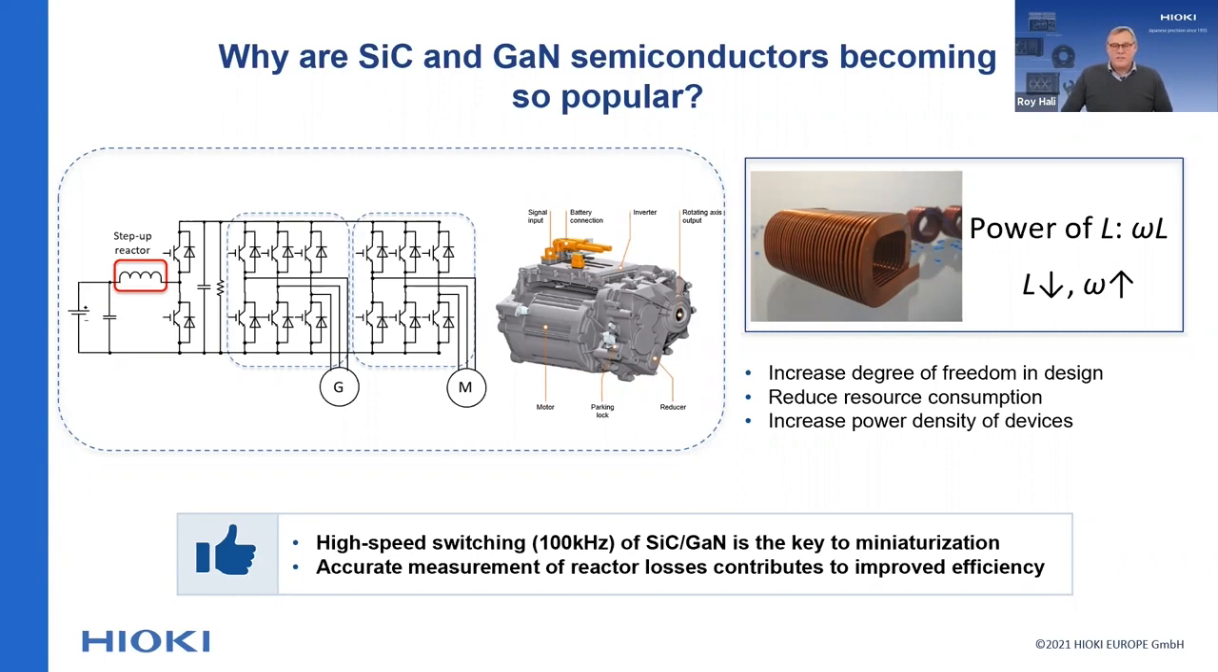Downsizing also gives engineers more freedom in their designs and reduces the use of popular raw materials, like in this case, copper. In a nutshell, this explains the popularity of SiC and GaN semiconductors. The use of SiC and GaN semiconductors creates, however, some measurement issues. It is much harder to measure accurately at high frequencies and at low power factors. Let me explain to you why.